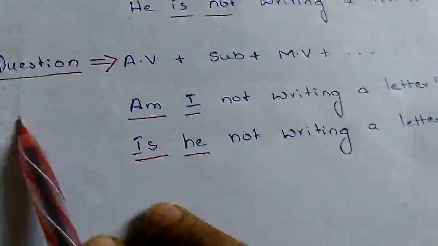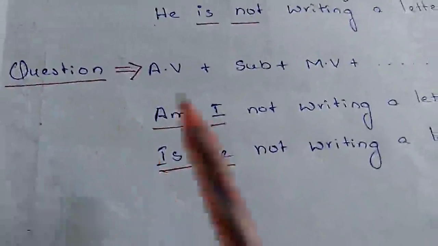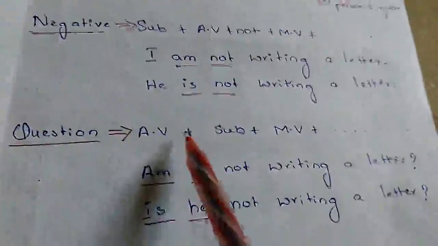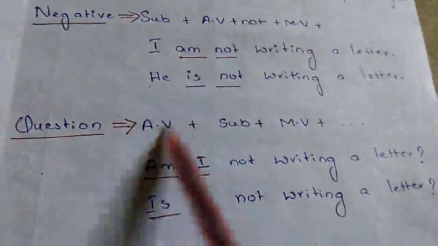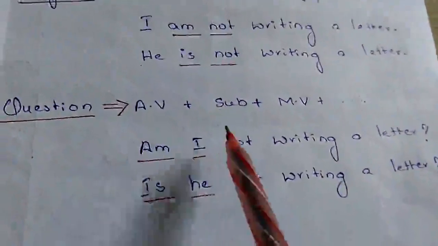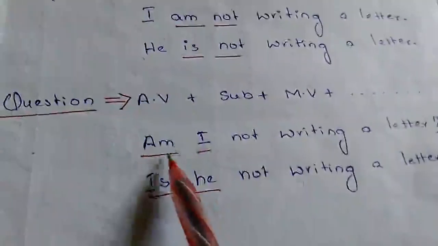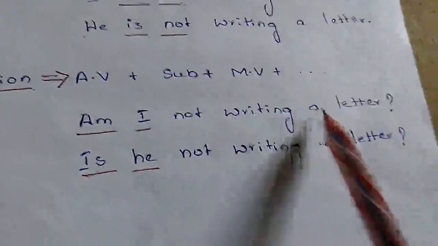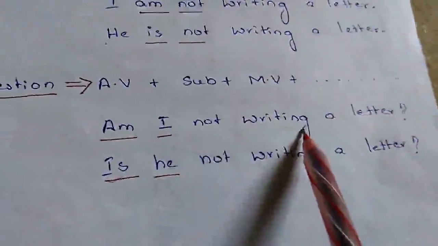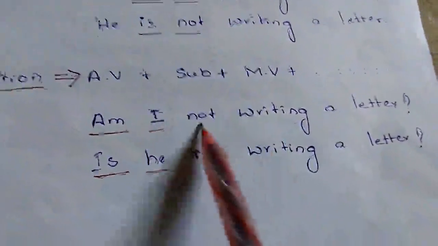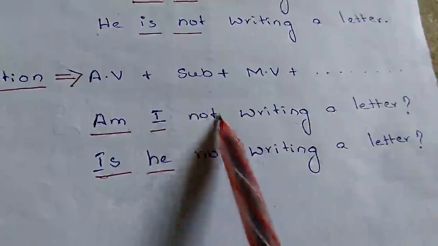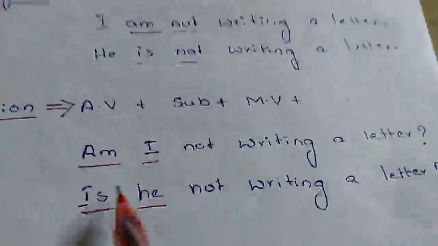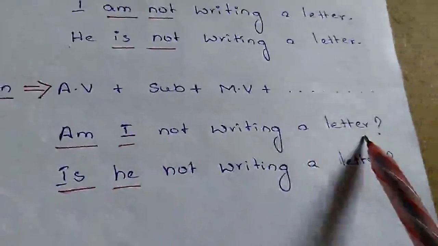When we take the question, how to frame a question in present continuous? That means we have to bring this auxiliary verb to the front so that we can make a question. So what is the auxiliary verb that I am using? Am. I is the subject. Am I not writing a letter? This is a negative question, of course. We can make a positive question also. So simply, if we remove this not, then it becomes a positive question. Am I writing a letter?